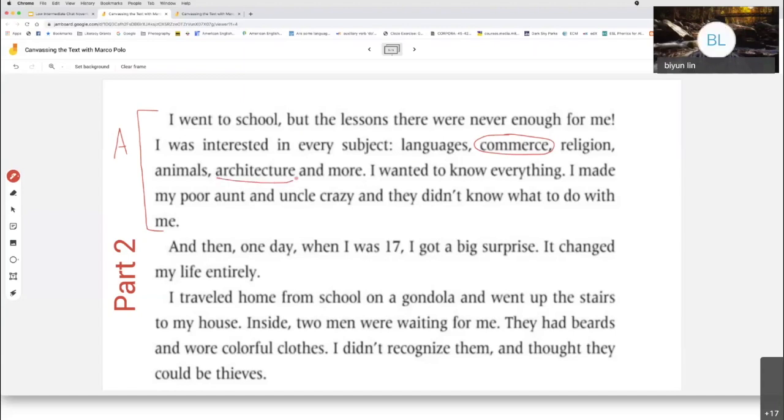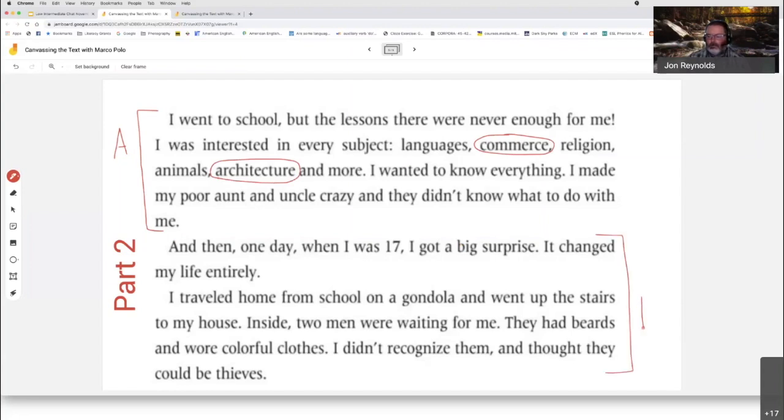Architecture. Okay, so bien, architecture. Anybody else? All right, I'm counting. 3, 2. Okay, so let's make part B this last part here.